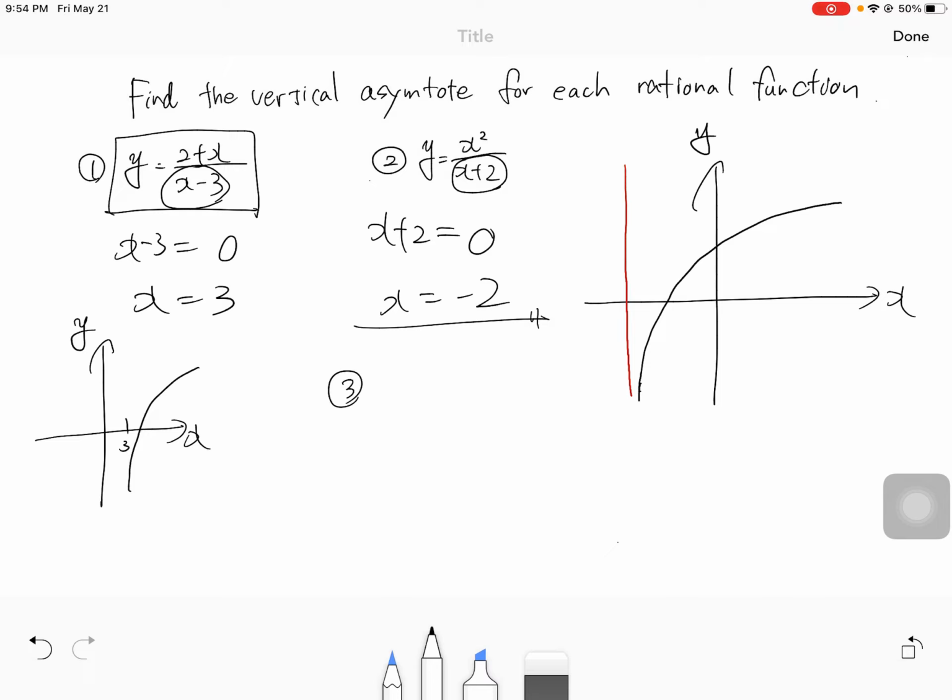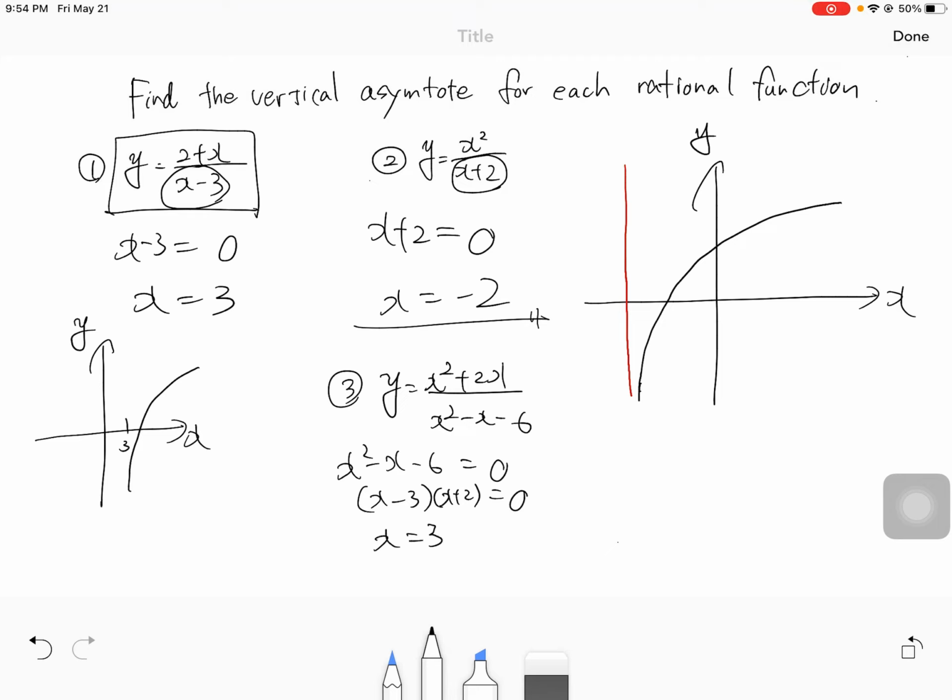Number 3, y equals (x squared plus 2x) over (x squared minus x minus 6). You can probably simply do the same thing. x squared minus x minus 6 equals 0. You can just factor it. (x minus 3) times (x plus 2) equals 0. So x cannot be these. So the vertical asymptotes are x equals 3 and x equals negative 2.